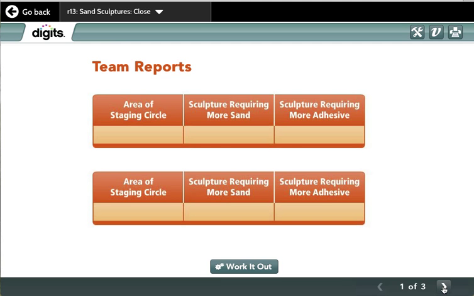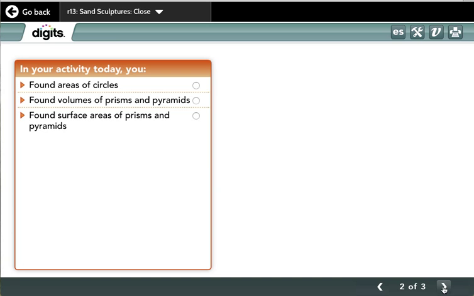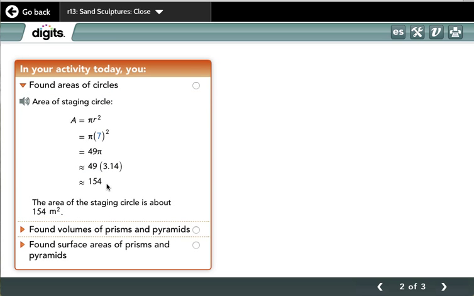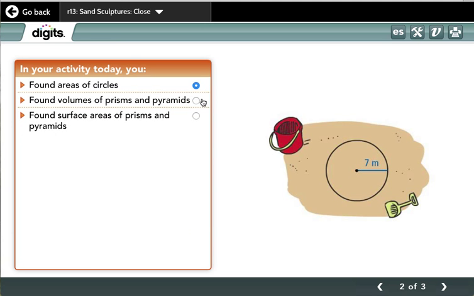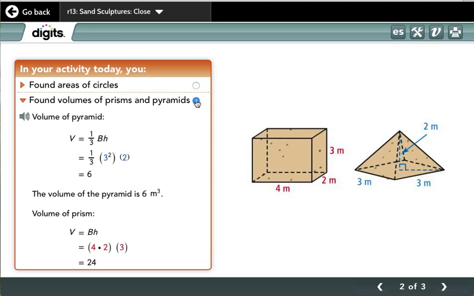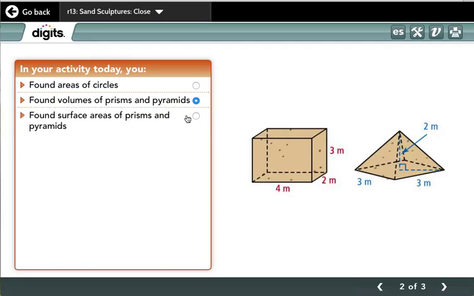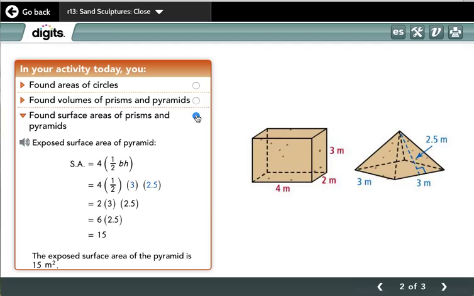The next slide is then just a review. We found areas of circles, and it talks about that. If I click this button, it's going to bring up a picture. Sometimes it's a video. I also found the volume of prisms and pyramids. Again, just a review of how to do that. And finally, the surface area of prisms and pyramids.